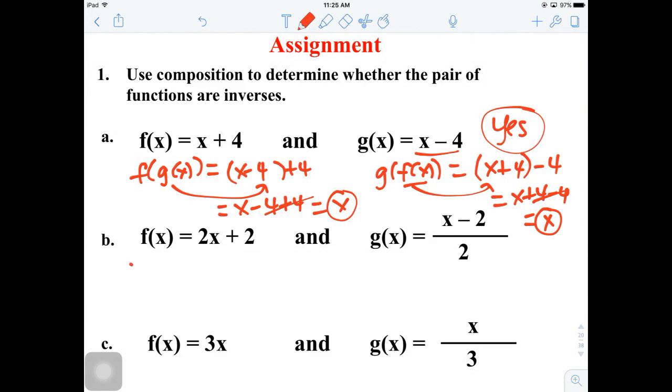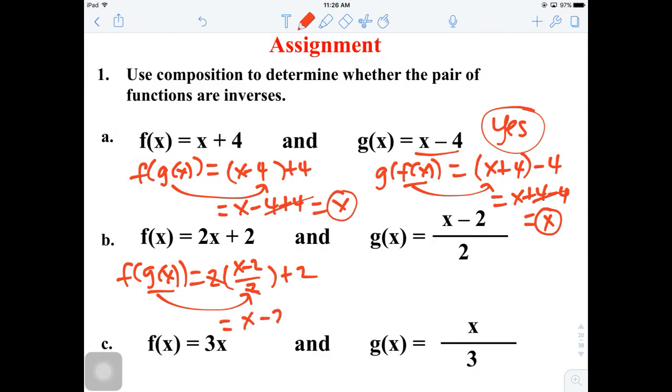Let's try the next one. f of x is equal to 2x plus 2. What are we putting inside? g of x, right? So we got (x minus 2) over 2. The 2's will cancel out. We got x minus 2 plus 2. That gives us x back.